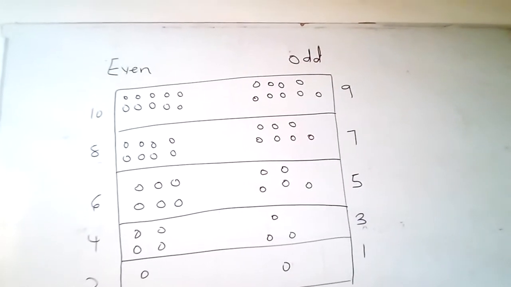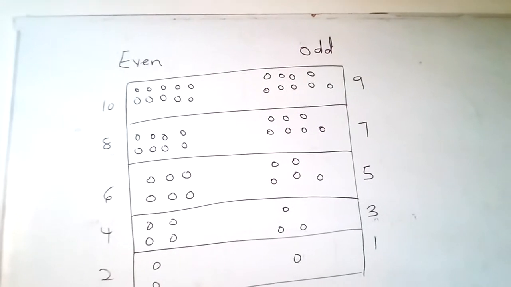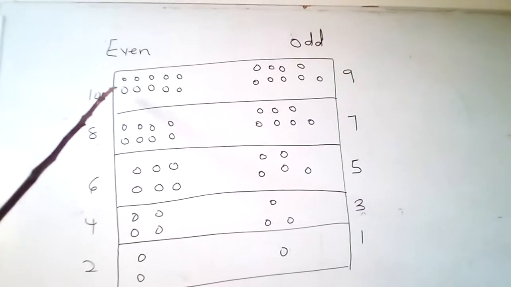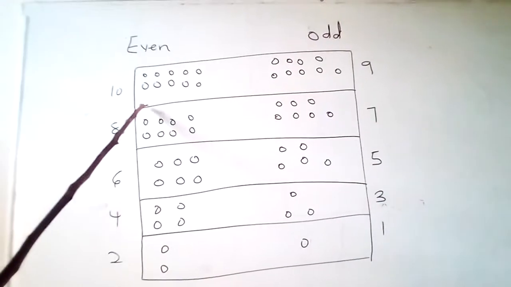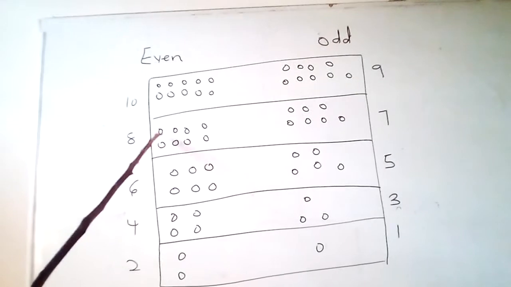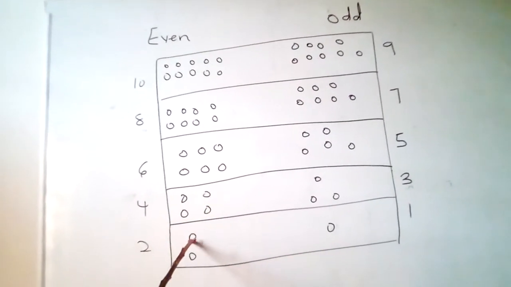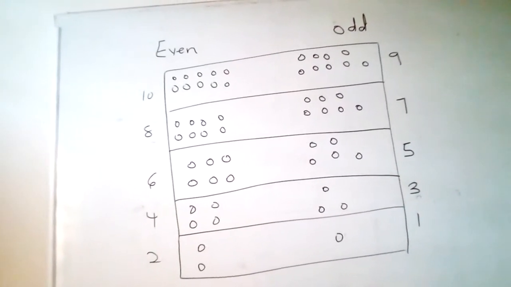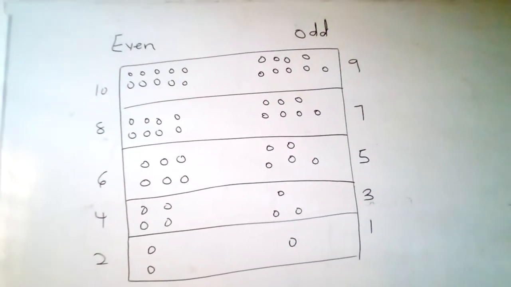Okay, so from the diagram, numbers that can be arranged in twos, that is 2 rows of equal number of dots, are even numbers. This one, 1, 2, 1, 2, this and that, this and that. If they can be arranged in twos, that's 2 rows of equal number of dots, it means that number is what? An even number.